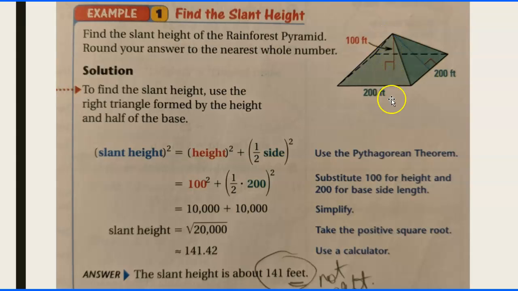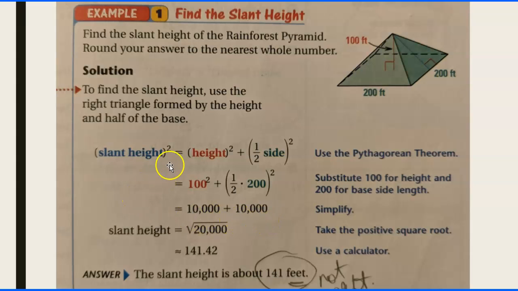We know that the straight up and down height is 100 feet. So we're going to put that in, 100 squared plus, and then we look down here at our side. That's 200. We're going to take half of that. 1/2 of 200 is going to be 100. So we have 100 squared and 100 squared, which is 10,000 plus 10,000.